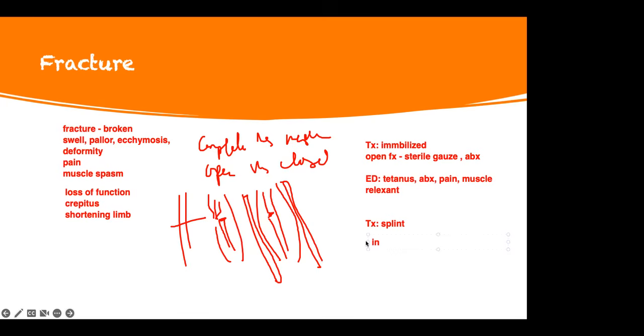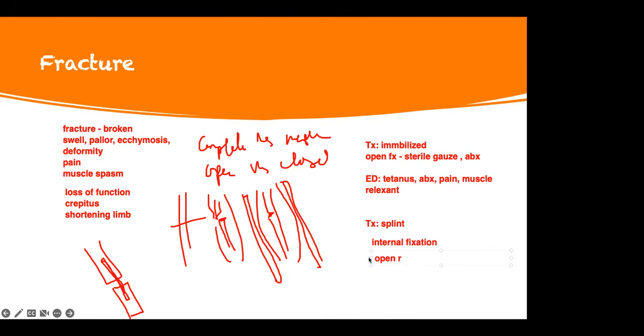Or we can do something we call internal fixation. These are words you will see. Internal fixation means we put a rod through the bone. If one bone is fractured, you put a rod there like that, and that stabilizes it. So that's internal fixation. These are words you have to know.